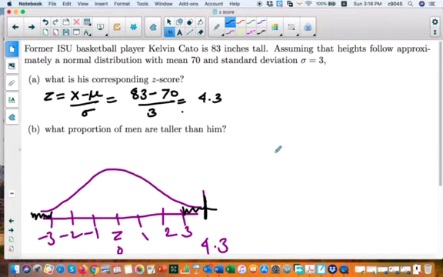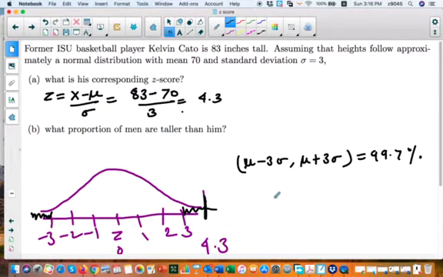So I can also say that the area between mu minus 3 sigma and mu plus 3 sigma, within 3 standard deviations, holds 99.7% of the data. As we know, this 4.3 z-score is lying outside this region. So this 4.3 z-score belongs to the remaining 0.3%. So, what portion of the men are taller than him? Approximately 0.3% of the people will be taller than him.